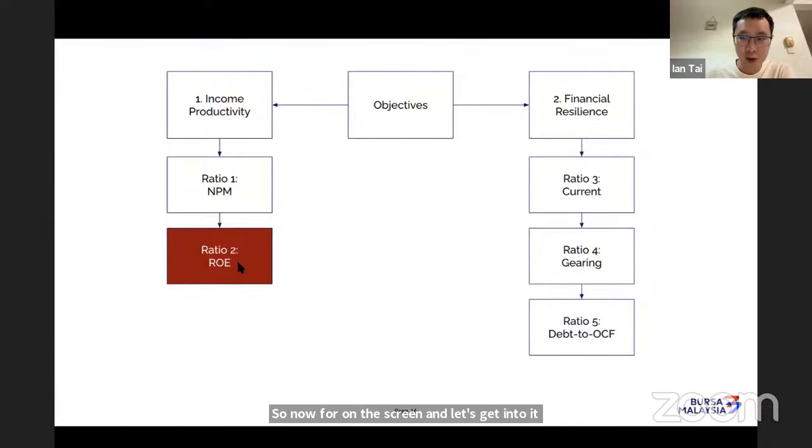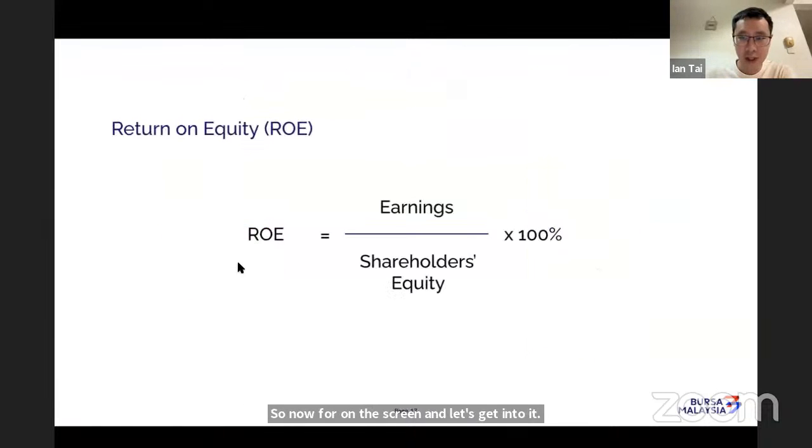Return on equity, or ROE. So here's how we calculate return on equity. Number 1, we look at the earnings of the company. Sometimes it is profit after tax, but sometimes it is a little bit lesser than profit after tax. So we take the company's earnings, divide it by the company's shareholders' equity, multiply by 100%, and there you go. That is return on equity.